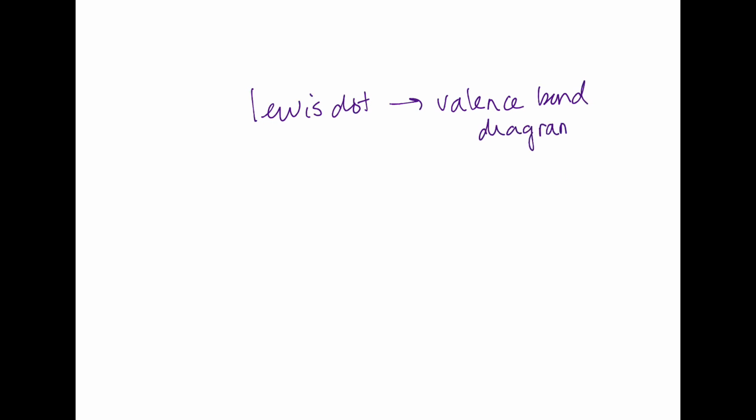So there you have it. That's how we go from Lewis dot diagrams, or Lewis structures, to valence bond schemes, or valence bond diagrams. Remember, practice makes perfect.